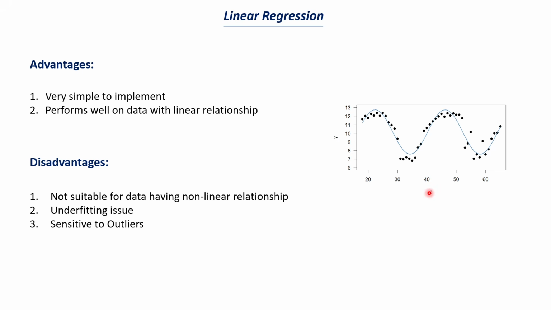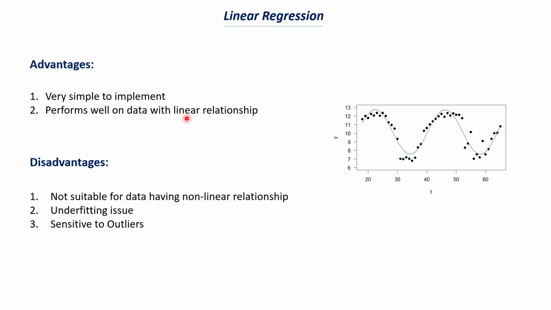You can consider this t as x, and y as y. If you see this curve, there is no linear relationship between them. It is a sine relationship, like the curve you get for a sine function. When the data follows this kind of function, we cannot use linear regression, as it cannot capture that trend in the data. Whereas if you have a linear relationship in the data, linear regression works well. That is the main advantage of linear regression.